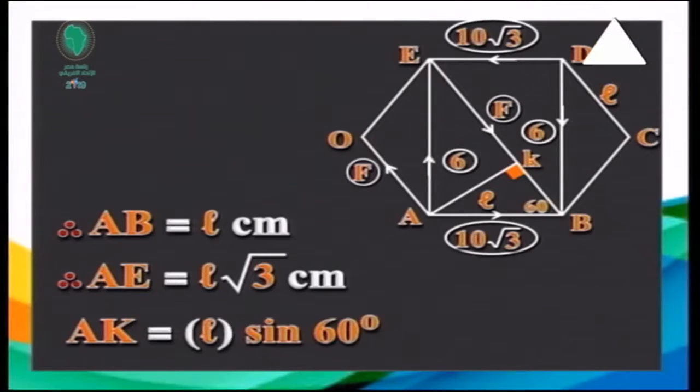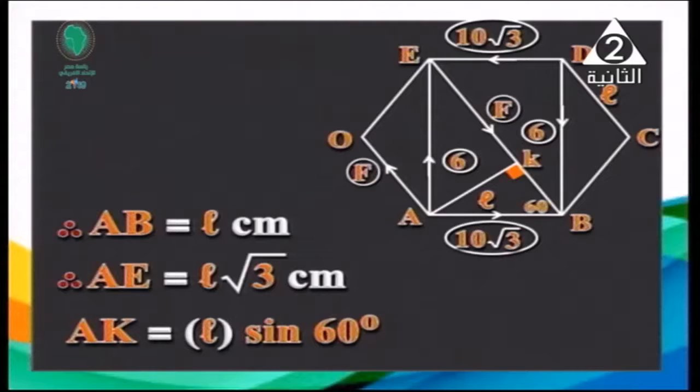What is the magnitude of AK? The length of AK equals L sine 60. Why? In triangle ABK, look my dear student, AK over AB equals sine 60. Sine 60 equals what? Root 3 over 2. Then the length of AK is root 3 over 2 times L.